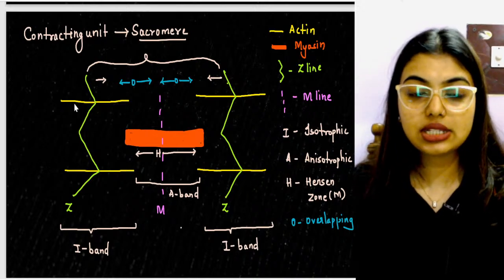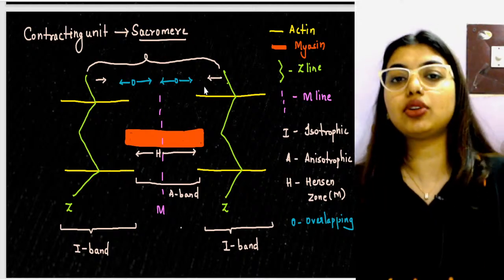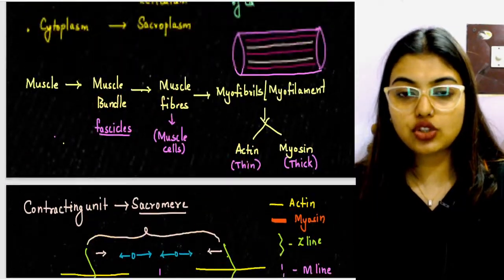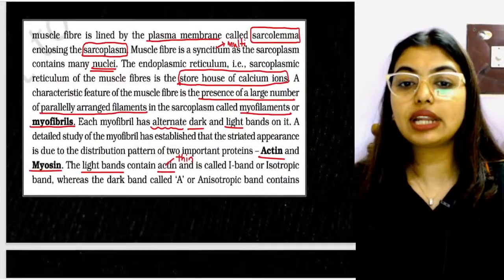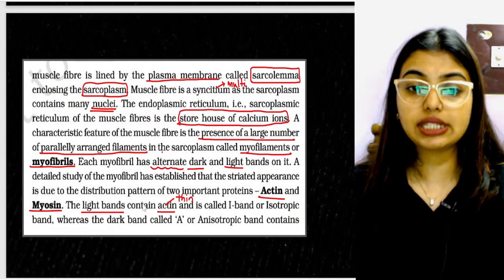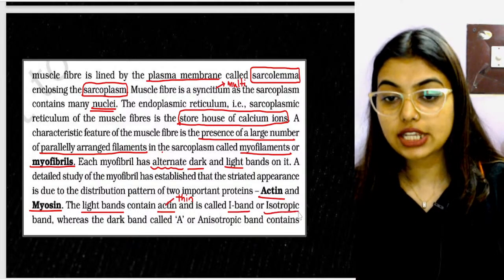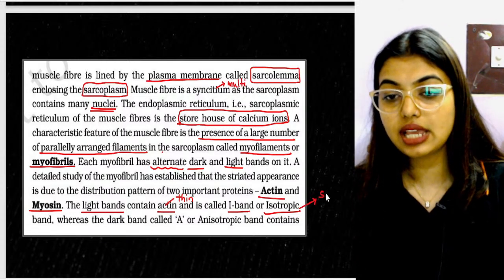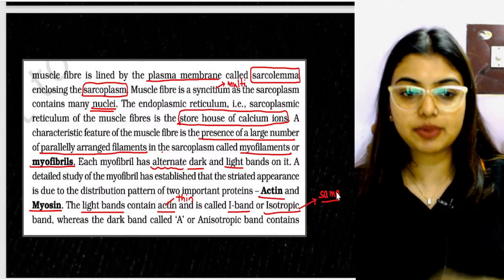Now students, as I told you, when the contraction is going to happen, the Z lines are going to come closer. Now that you have understood the zones and the bands, let's go back to NCERT and read. Actin and myosin. The light band contains actin and it is called the I band or the isotropic band. Why is it called the isotropic band? Because it is single, the same, only actin is present.